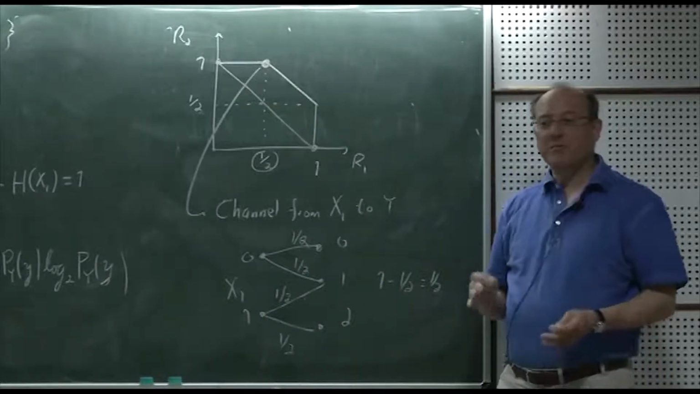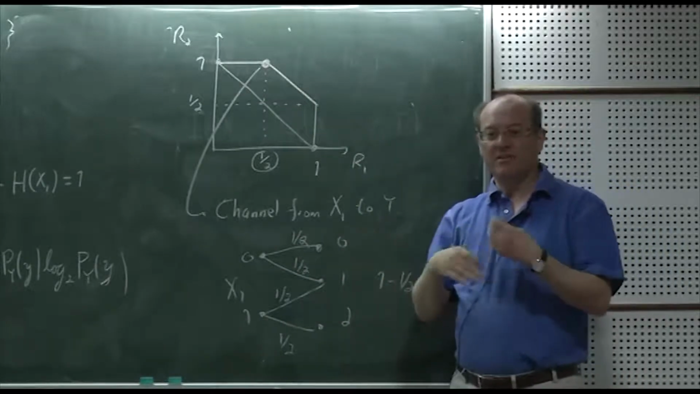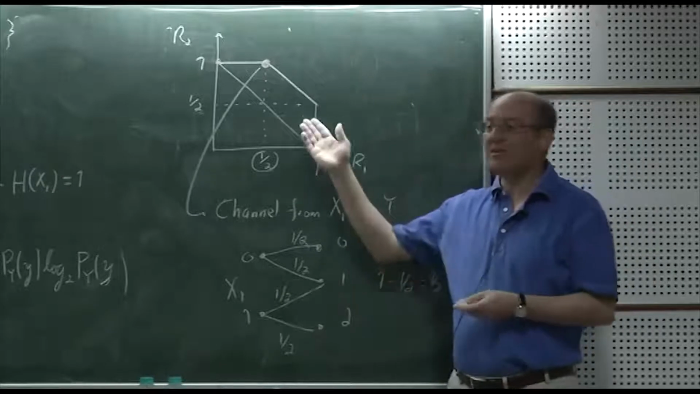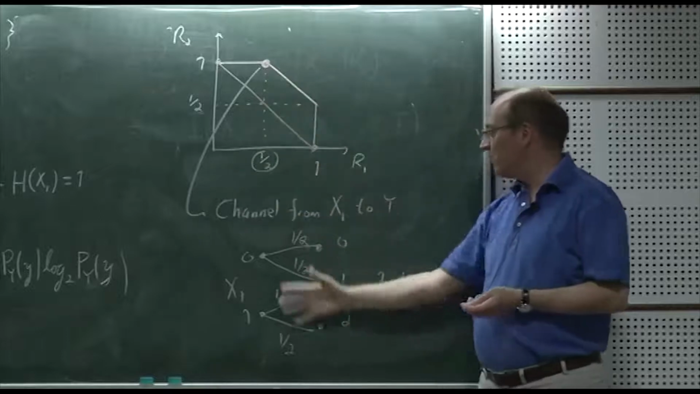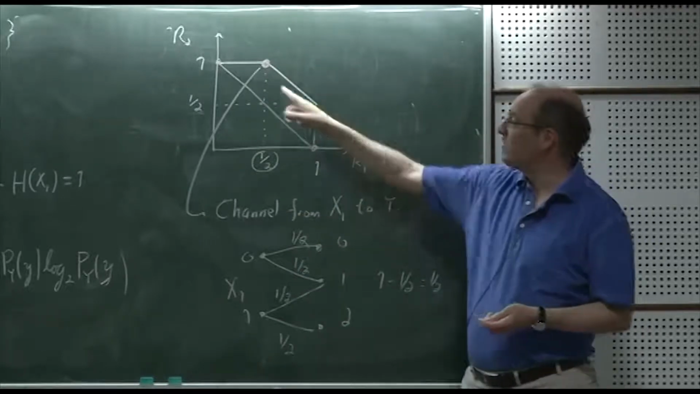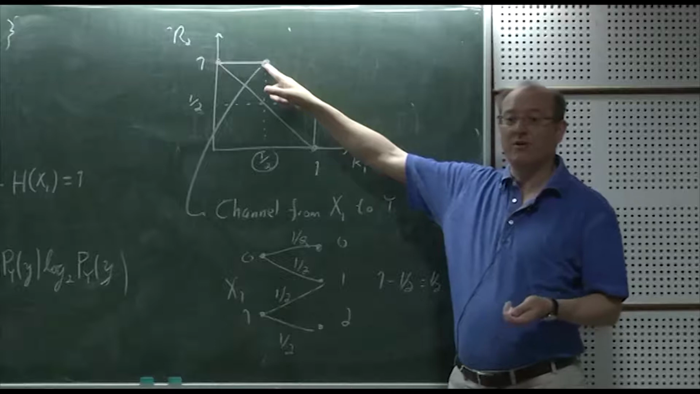But is the 0 error capacity here the same as the epsilon error capacity for this channel? Interesting question, not so obvious. This point here, the way we achieve it with erasure channel coding is not 0 error, but maybe we can get as close as we want with 0 error.